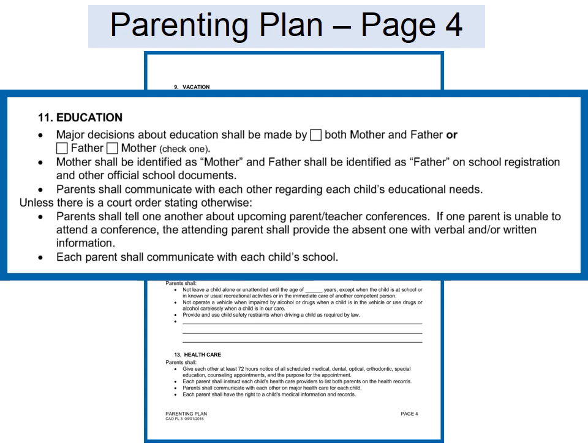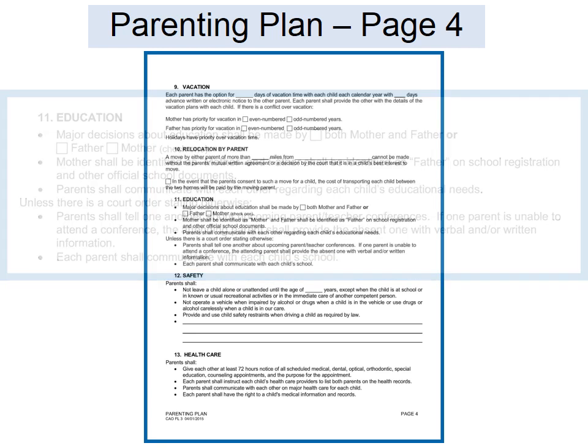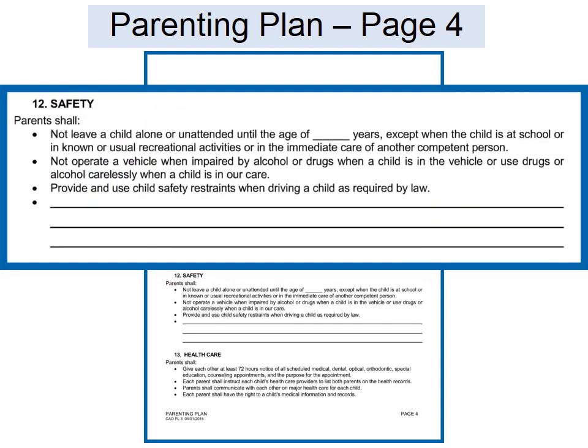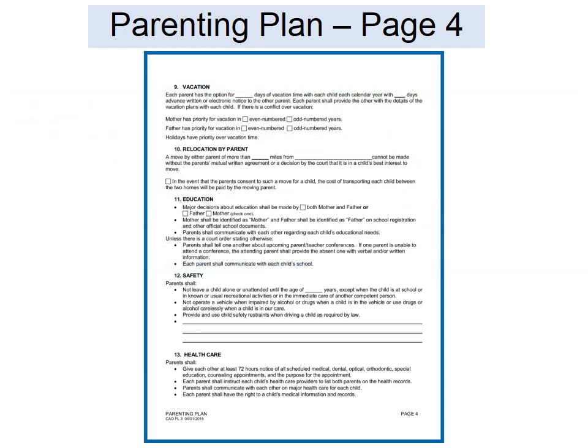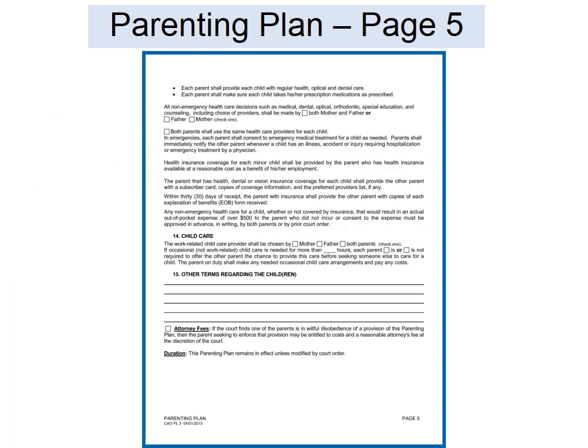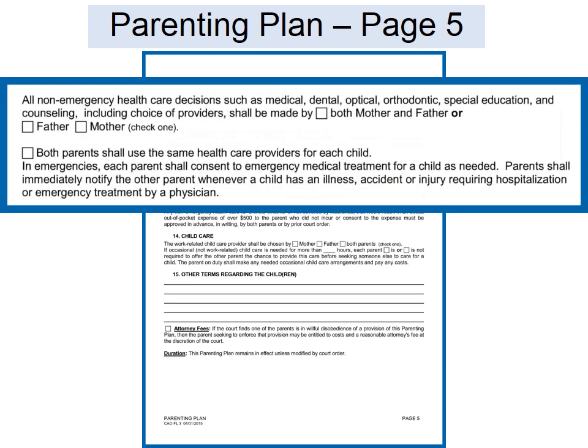Paragraph 11 of your parenting plan will set forth provisions regarding education for the children. Paragraph 12 and 13, provisions regarding the safety and health of the children. Page 5 is the final page of your parenting plan and continues with the details related to the health care needs of the children from the previous page. Identify who will be making these decisions, mom, dad, or both.